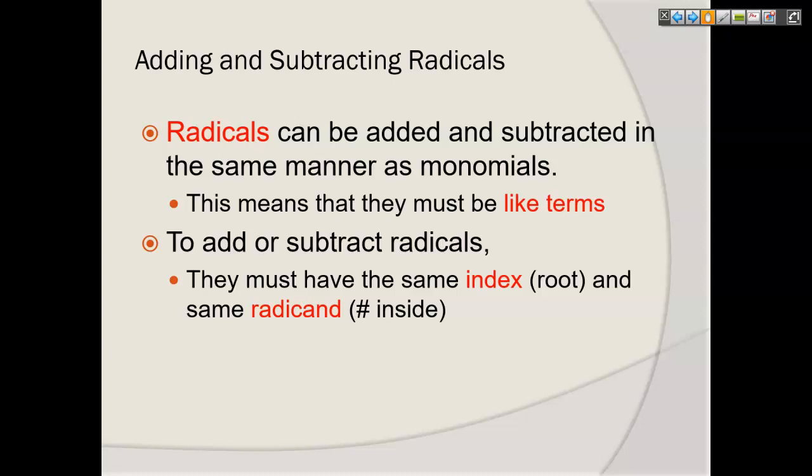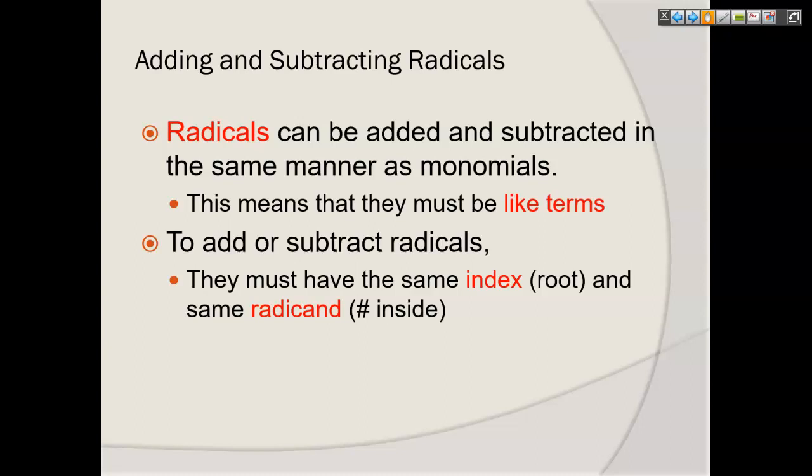Adding and subtracting radicals are unique in the sense that they have to act as like terms. So radicals can be added and subtracted in the same manner as adding or subtracting variables, which are monomial terms. We must have like radicals. So you can't add a cube root to a square root, because a cube root and a square root are not like. To add and subtract radicals, not only must the index match, but the radicand.